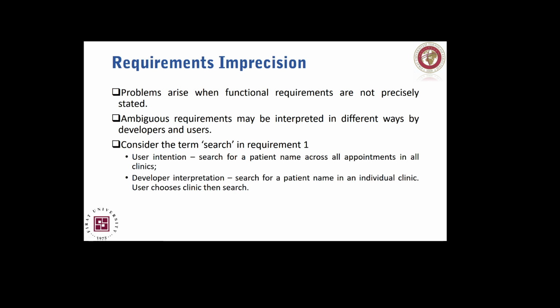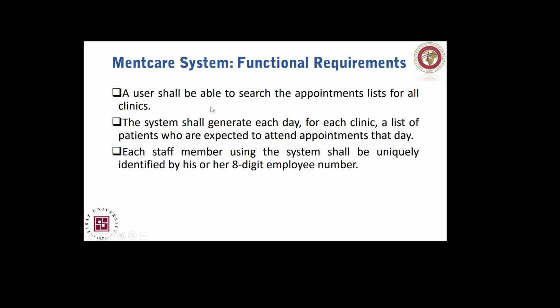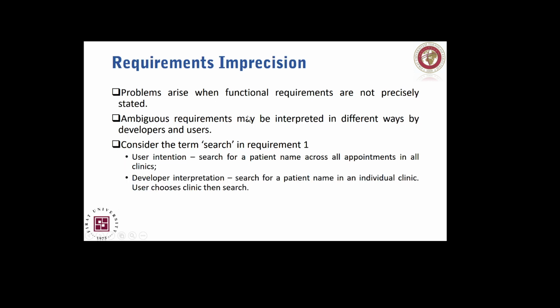We may have some requirements imprecision. That means a problem with the precise description of the functional requirements. This kind of ambiguity may come due to different interpretation by the user and the developer. What does it mean? Earlier we said a user shall be able to search the appointments list for all clinics. As a user, I may think, I would like to search for a patient name across all appointments, all clinics. This is my intention as the customer of the software.